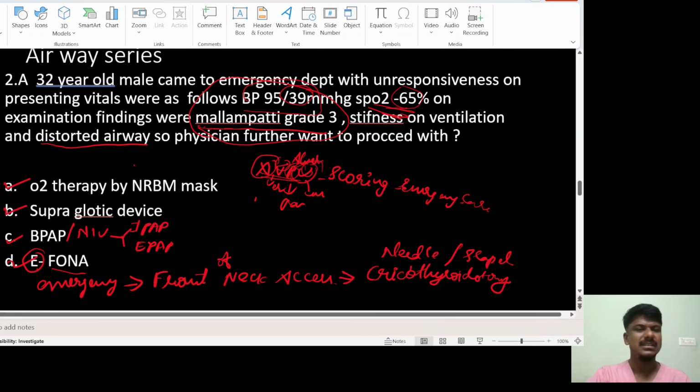So coming to the question. What I told: the patient is unresponsive, BP is dropping, SpO2 is dropping, Mallampati grade 3, difficult bag-mask ventilation, distorted airway. Directly go for what? E-FONA, emergency front of neck access.